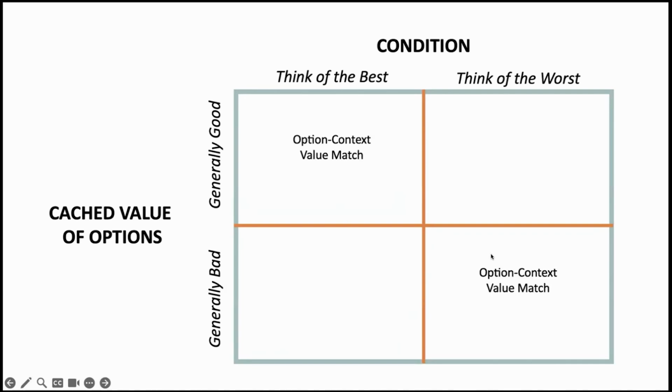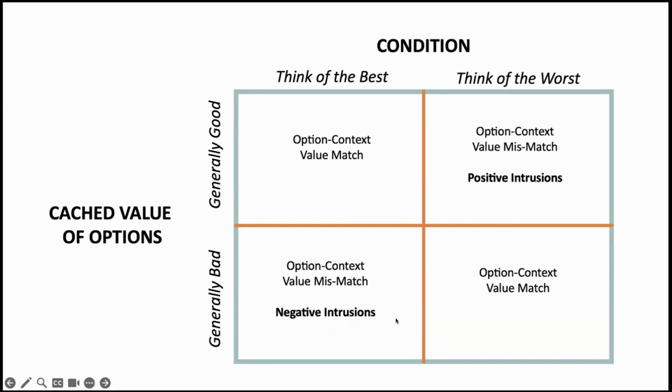In 2 of these cases, the options that come to mind are going to match the problem that you're facing. If you think of generally bad options and you're thinking of the worst, that's going to match. And if you think of generally good options and you're asked to think of the best, that's going to match as well. The 2 key cases that we care more about are these cases of mismatched value. Sometimes if you're trying to think of the best and negative options come to mind, that will be what we call negative intrusion. And if you're trying to think of the worst and good options come to mind, there's going to be a positive intrusion.